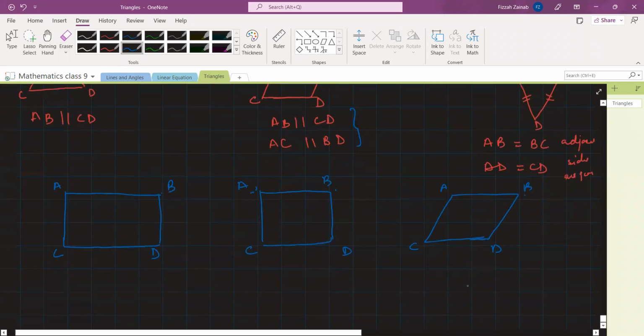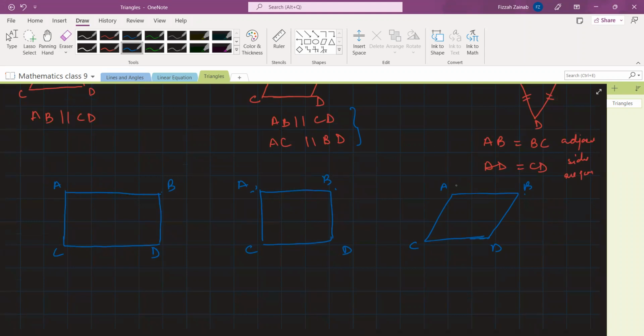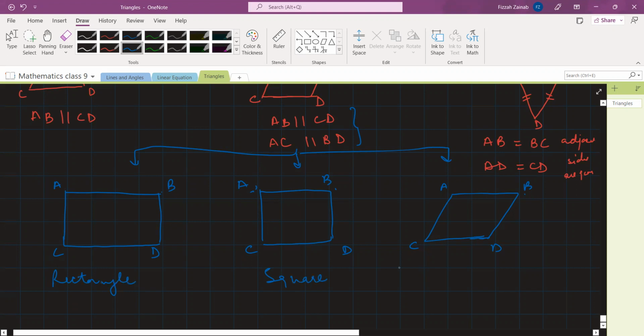So, as you can see in all the three figures, in rectangle also, AB is parallel to CD. In square also, AB is parallel to CD. And in rhombus also, AB is parallel to CD. So basically, a parallelogram is of three types. It can be a rectangle, it can be a square, it can be a rhombus. All three figures are basically parallelograms. Now, what is the difference then? If all the three are parallelograms, then there must be some difference. That is why they are different figures, right?